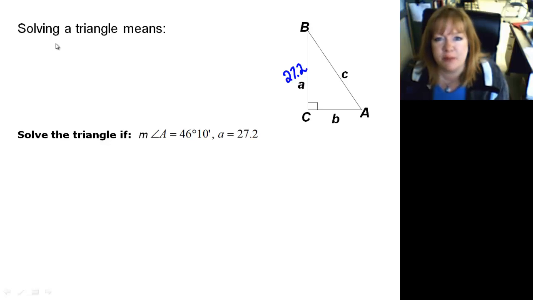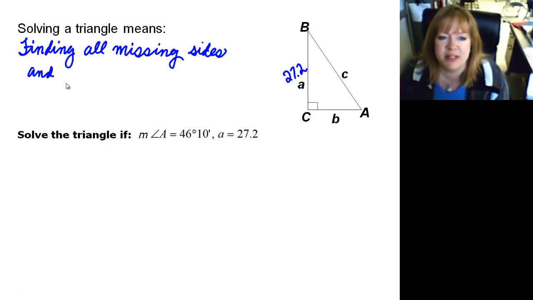One little tip before I even get started: when you are solving triangles, which means finding all the missing sides and all the missing angles, please keep in mind, especially when you're using this law of sines, to do the acute angles first. That will help you. So here's our triangle.